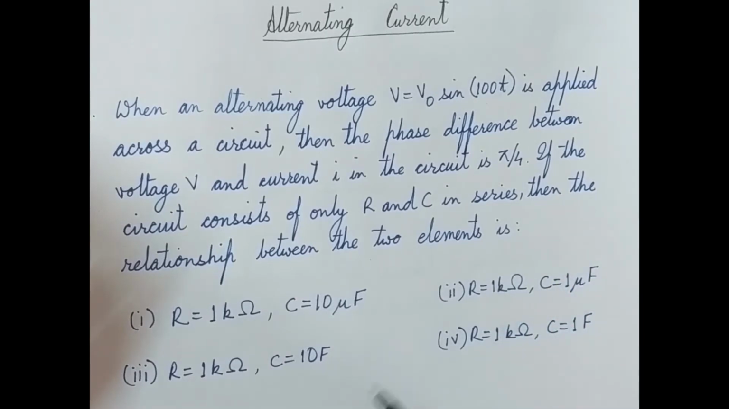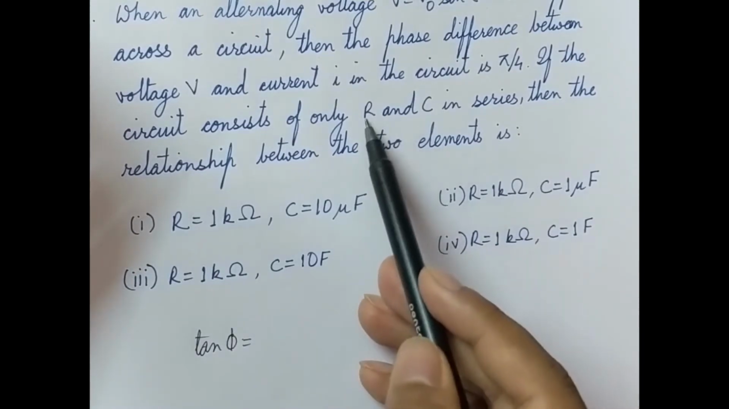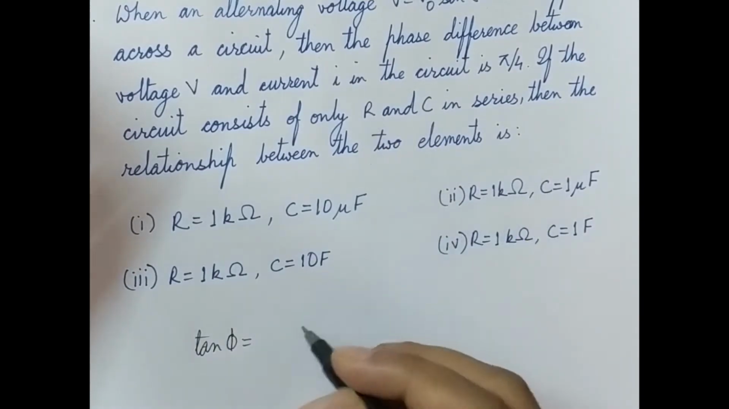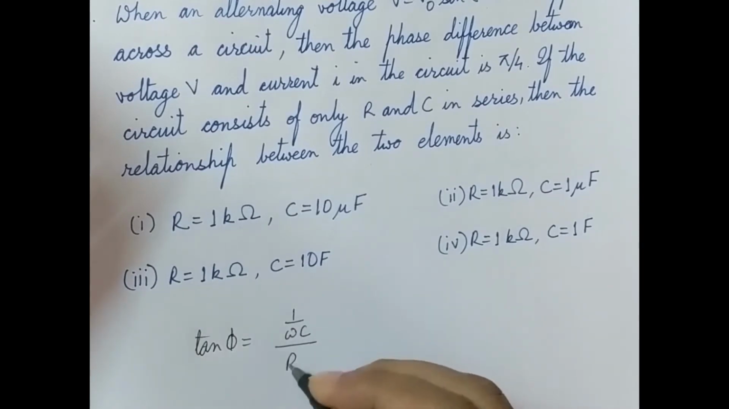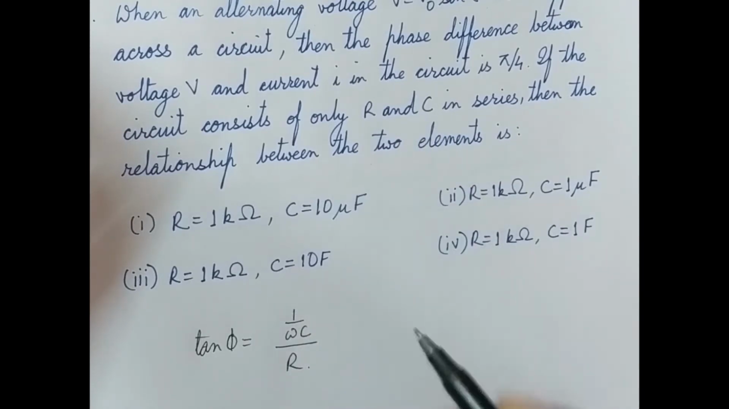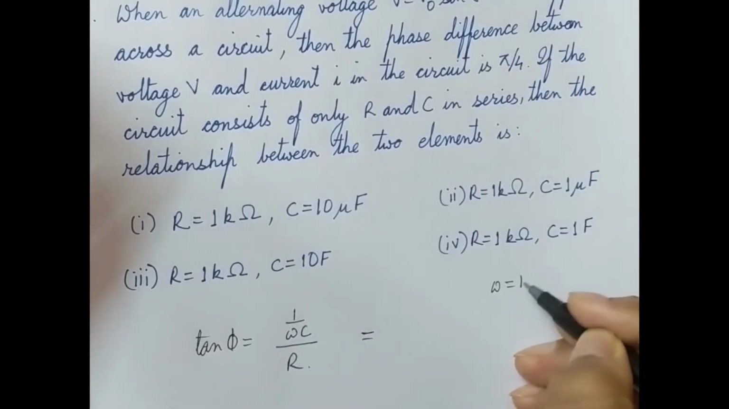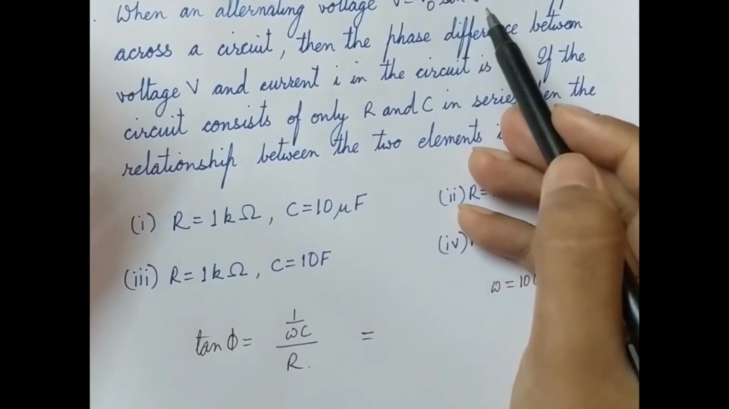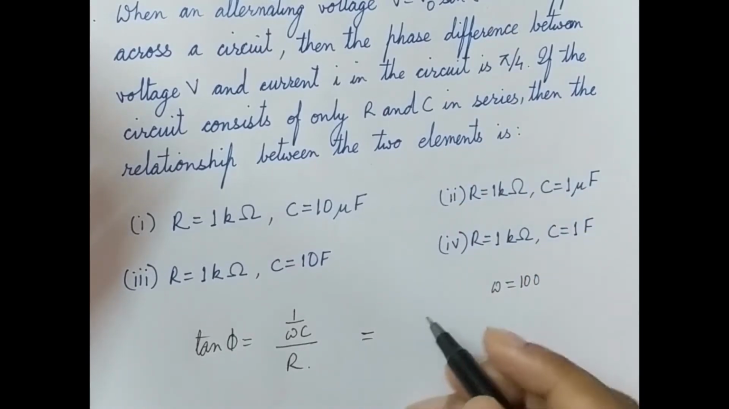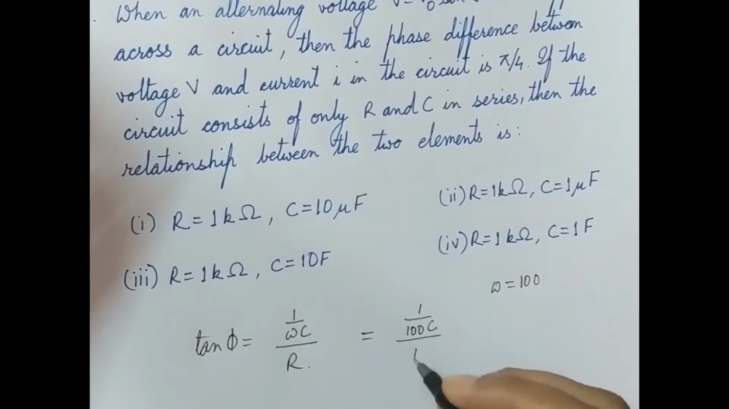Now we know the formula for phase difference in an AC circuit is given by tan phi equal to, if there is only an R and C, then tan phi is given as 1 by omega C divided by R. The actual formula is 1 by omega C minus omega L, divided by R. Since there is no inductance, it is just 1 by omega C divided by R. So now we just put in the values of 1 by omega C and R. Omega over here is 100 because this formula should be sine of omega t. So we put the value of omega as 100 and we get 1 by 100C divided by R.